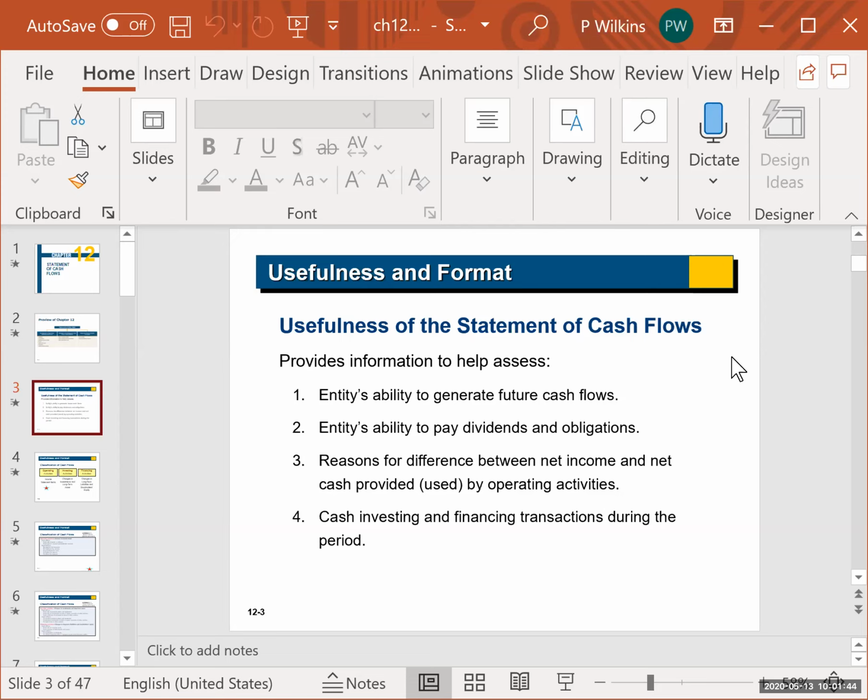And we talked a little bit about what the differences are for the net income and the net cash. I used depreciation as an example for that. Cash flow statements also help an organization to figure out investing and financing opportunities and what they've done through a period.